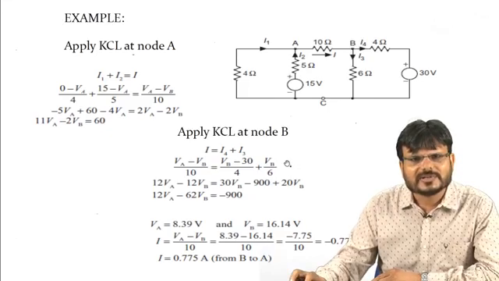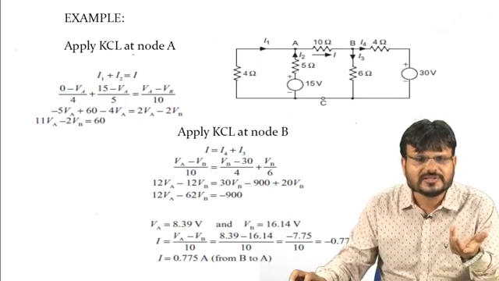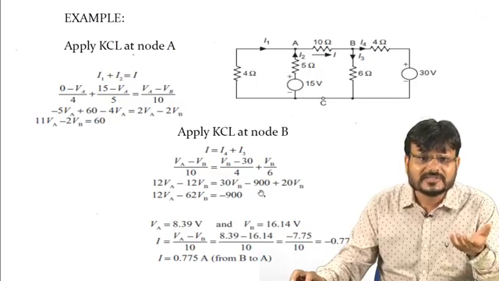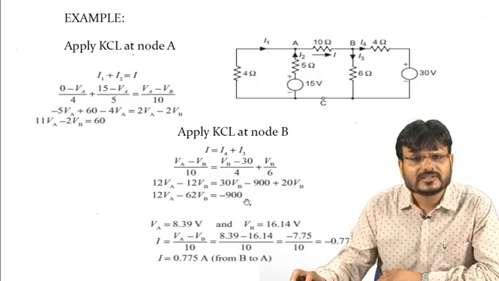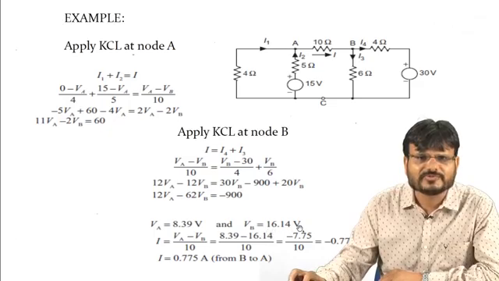So again, after the simplification, you can solve this equation. There are two unknown values, that's VA and VB. Just apply the algebraic equation, and you can easily solve it and find the value of VA and VB. So VA is equal to 8.39 volt and VB is equal to 16.14 volt.